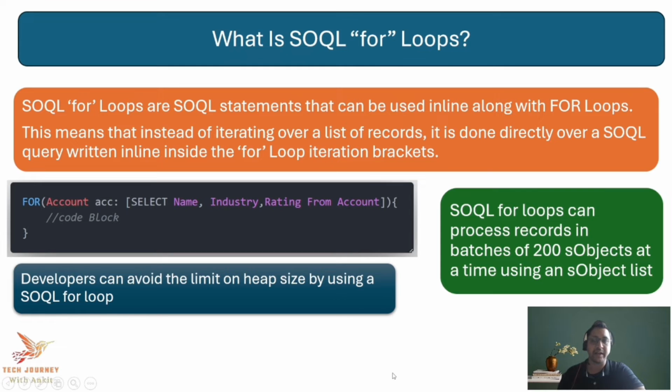How has it been taken care of? The SOQL for loop can process the records in batches of 200. Even though from here you are getting, let's say, 10,000 records, whenever you are using the SOQL for loop, it always processes the records in batches of 200, so that at a time only 200 records will be in the memory, due to which your heap memory will be managed effectively.